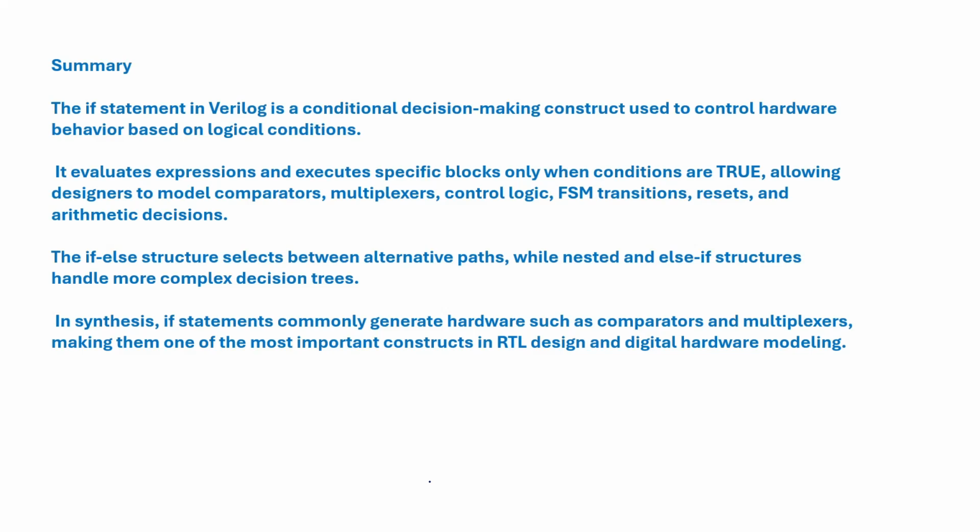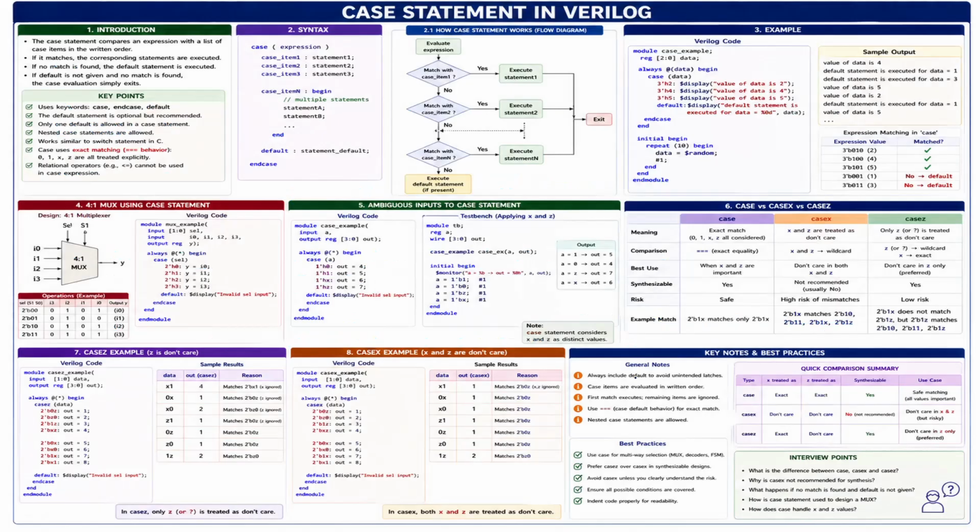And the if else statement. This structure selects alternate paths, like if one path fails, then you can go for the alternate path. And then nested if else conditions. What is the use of that? You can handle multiple if else statements or complex decisions. So in synthesis, the most commonly used hardware construct is the if statement. You can use it for comparators and multiplexers, making it one important construct in your design modeling. Okay, this is the summary of the if statement.